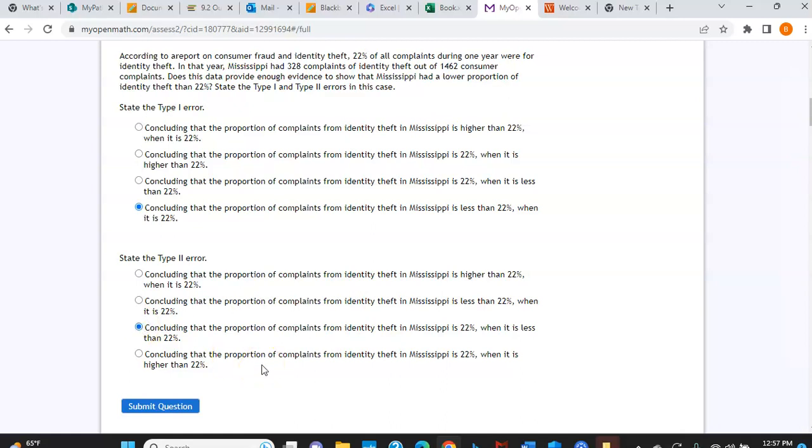And make sure you just read very closely what your errors are as you do these, and you should be able to get through them.